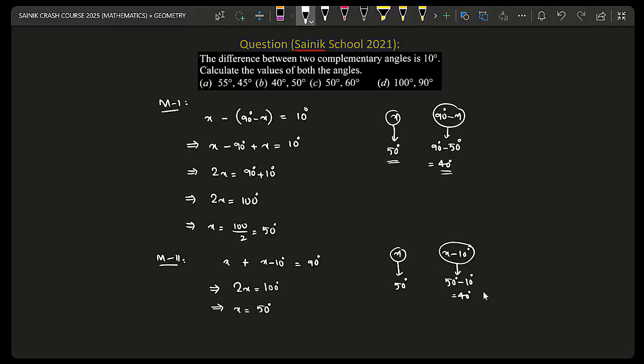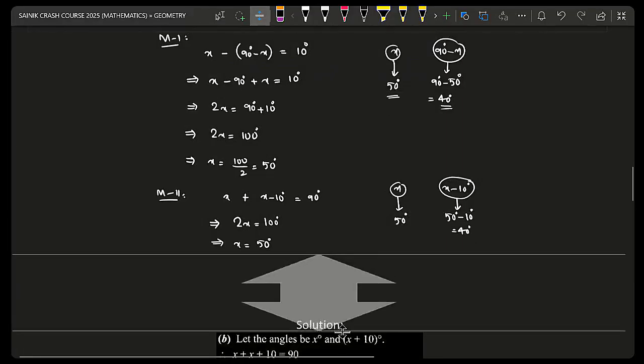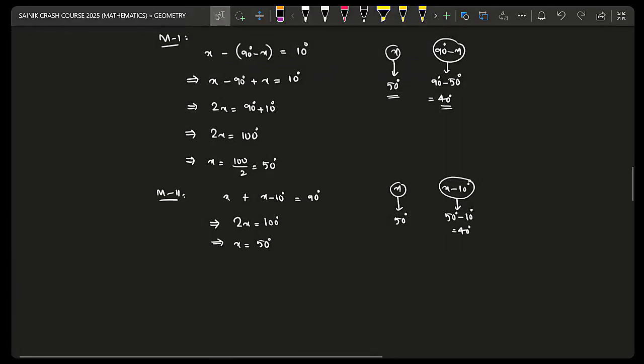Okay, Amshuman, you can mute. Is any other method possible? I told you the shortest way for answering such questions. Anybody remember? Sriyansh? Sir, (90 plus 10) by 2 is equal to the larger angle, and (90 minus 10) by 2 is equal to the smaller angle. Very good.